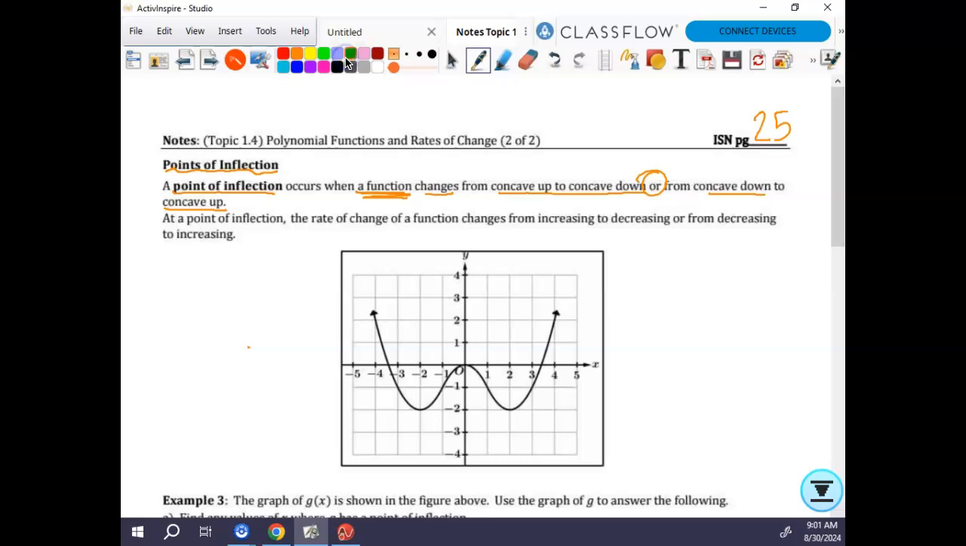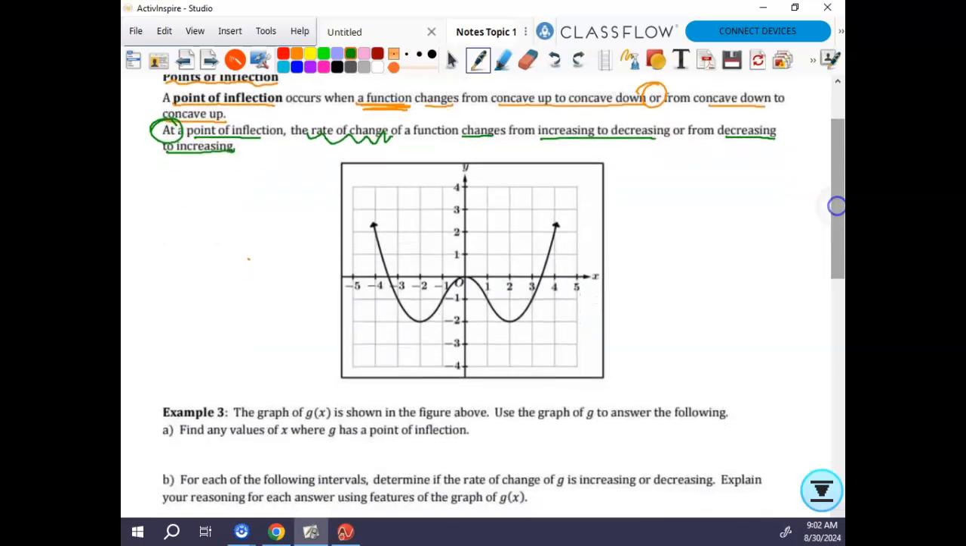It's like a location, not an interval. It is a point. It's not an interval of points. At a point of inflection, the rate of change changes from increasing to decreasing or from decreasing to increasing. And believe it or not, you kind of already know that if you know that it's where concavity changes. So we are going to write our fun chart.